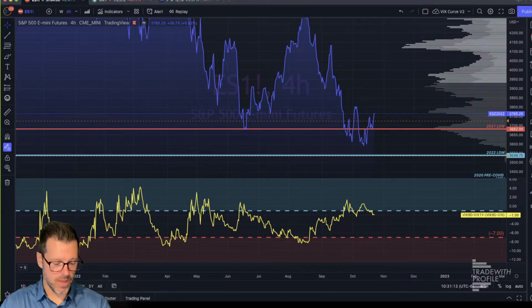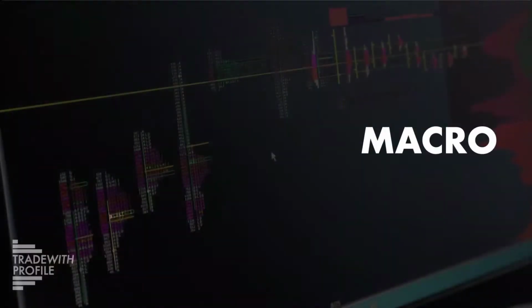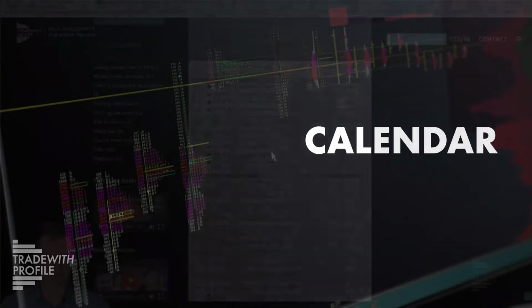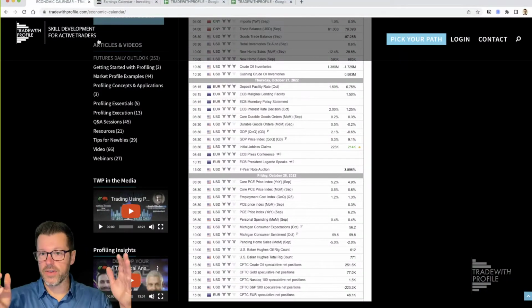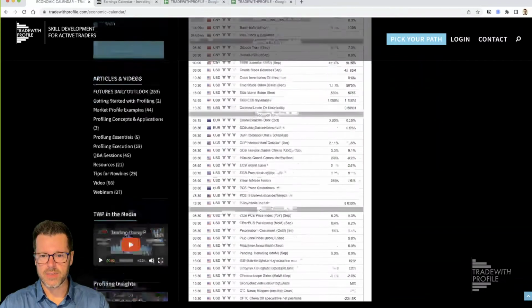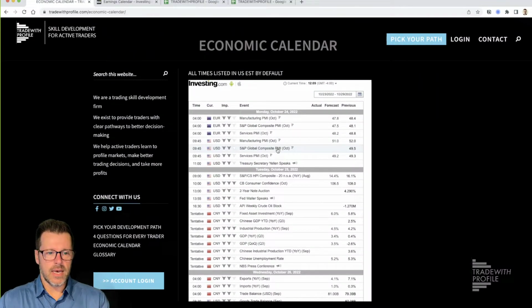Okay, so those are a couple macro things that we're paying attention to. Next thing is just to look at the calendar and see what potential catalysts we have out in play. We've got two things going on right now: both economic events and earnings. So let's look at the calendar this week and see what potential catalysts to pay attention to.